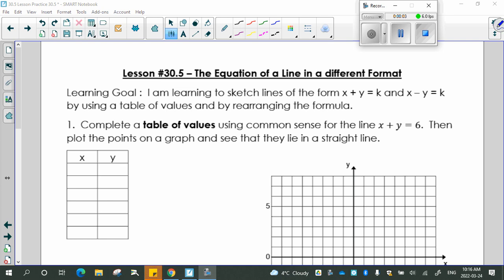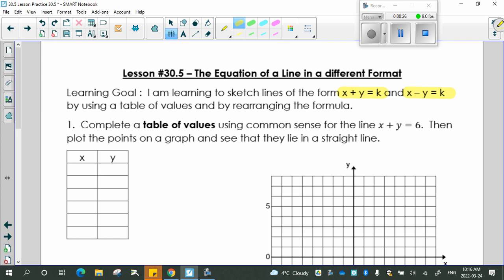All right, so lesson 30.5. We changed our minds yesterday and created this one. So the equation of a line in a different format. We're learning to sketch the lines x plus y equals some number and x minus y equals some number. And that's what our thinking task was based around.